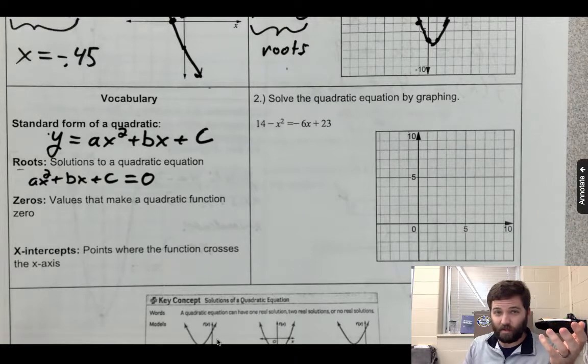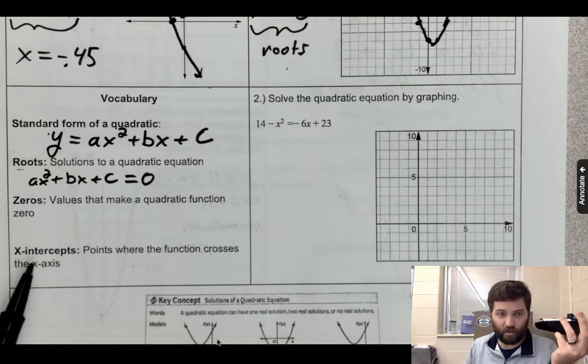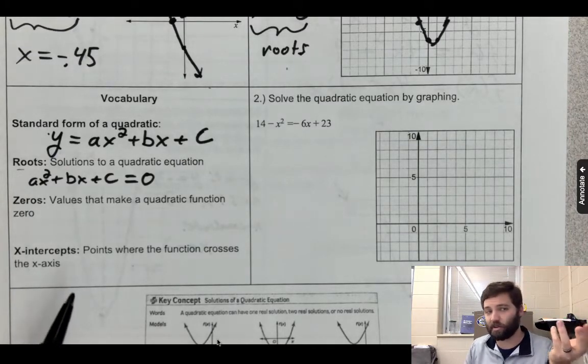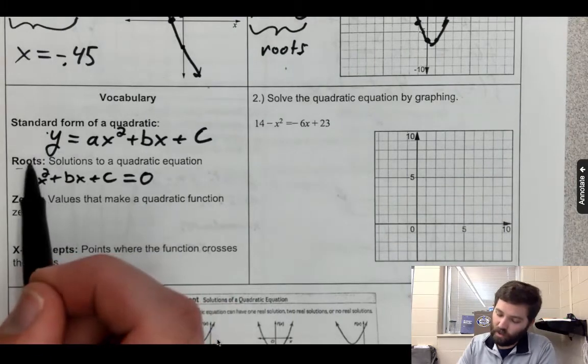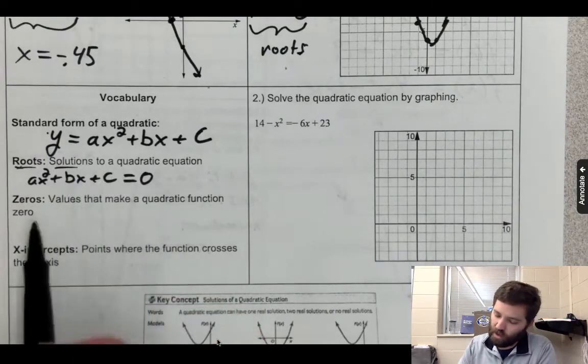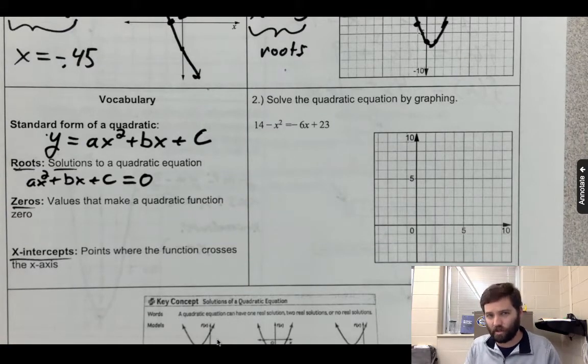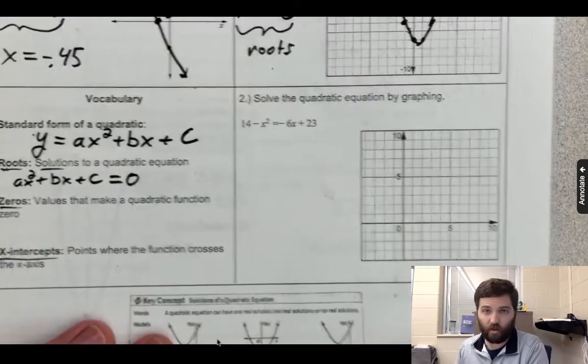Graphically, they're the x-intercepts. All right, so you can see here on the next vocabulary term, the x-intercepts are the points where the function crosses the x-axis. That's also where the quadratic function is 0. So when you see the words roots, solutions, zeros, and x-intercepts, all of those things graphically are going to be at the same location or locations. All right, let's take number 2 and solve that one graphically.